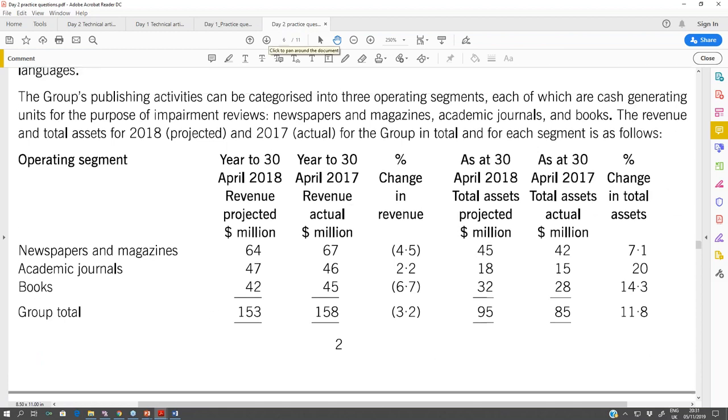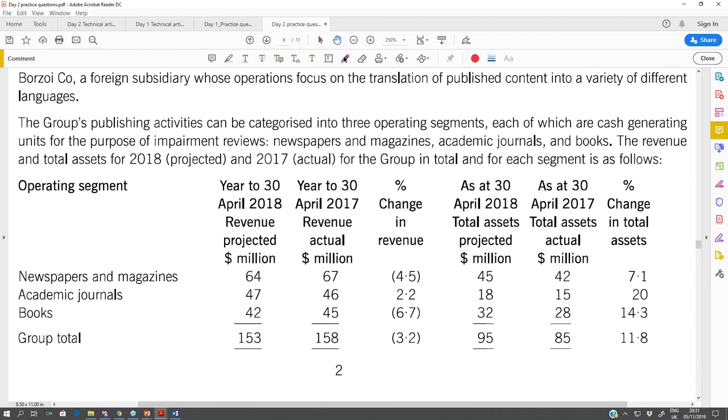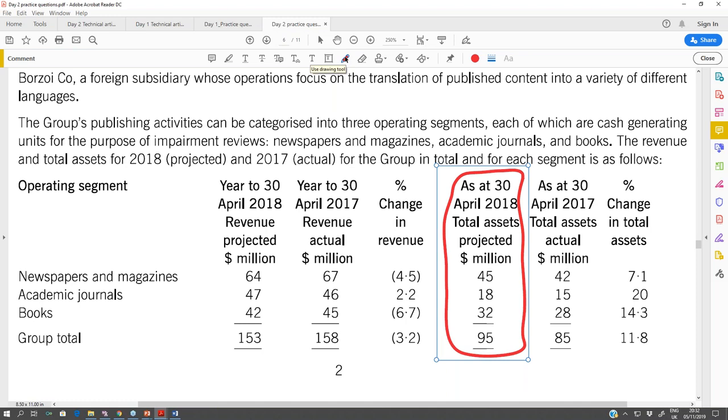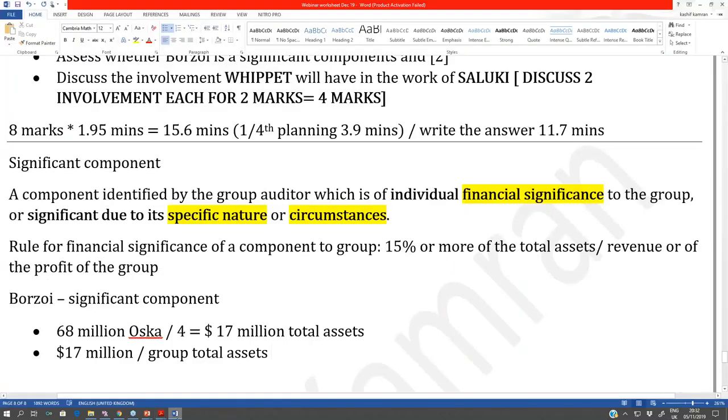Okay, right over here is the group total assets. So we are taking the latest, 2018. For 2018, the total assets is $95 million. So $95 million is the total projected assets for the group. So the group total assets is $95 million.